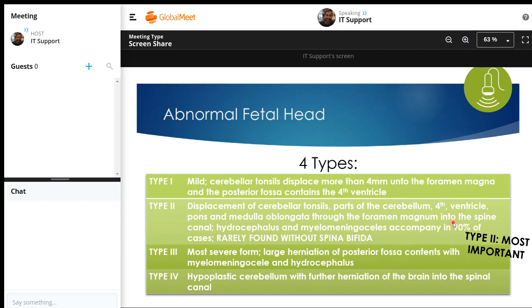Type 3, this is the most severe form, so large herniation of posterior fossa contents within the myelomeningocele, with an associated myelomeningocele and hydrocephalus, I should say. And then type 4, we have a hypoplastic cerebellum with further herniation of the brain into the spinal canal. So pretty significant defect. Type 2, most related to spina bifida.